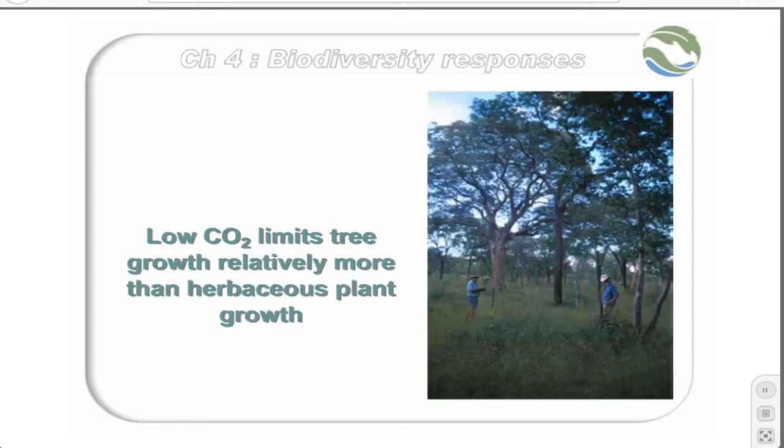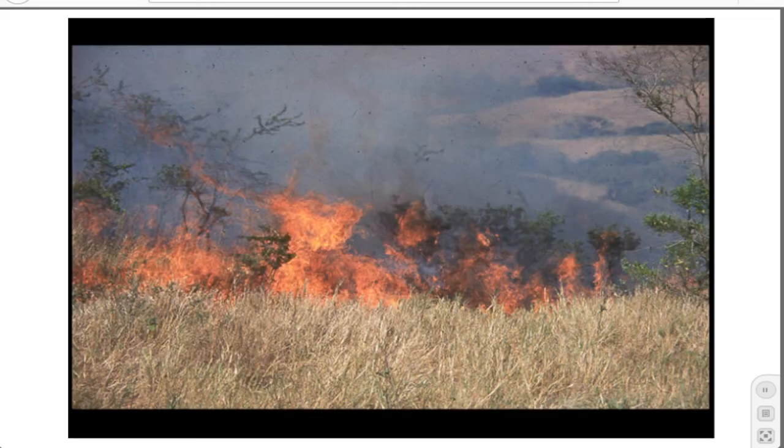Our simple hypothesis was that low CO2 is likely to limit tree growth relatively more than it limits the growth of herbaceous plants. The result of this is that during periods of low CO2, grasses would have been able to grow just as fast as they do now under high CO2 levels, but trees would have been forced to grow much more slowly. What this allows is for grasses to build up enough biomass to burn the young tree saplings which are trying to grow through the grass layer and establish themselves into adult trees.